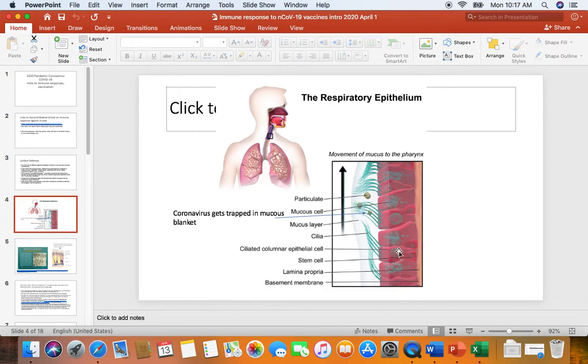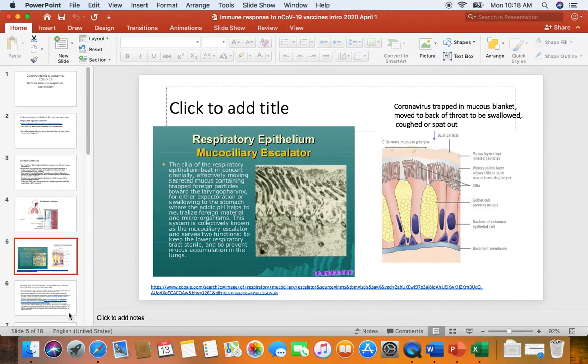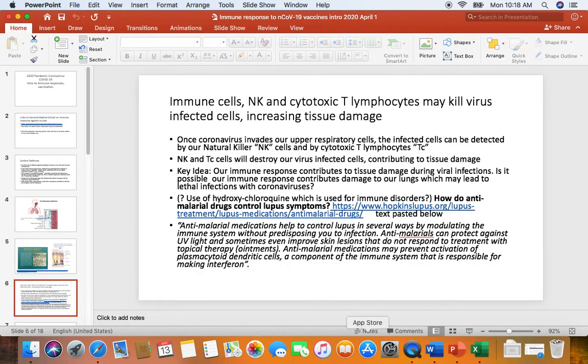And then, you guys, if our immune cells are helping to kill the cells that the coronavirus has invaded, that's also going to decrease function of the ciliated cells. So you won't get that mucus blanket being transported to the back of the throat, where we can spit out the mucus with the trapped pathogens in it. Okay, all right, so let's see here. We'll just keep going.